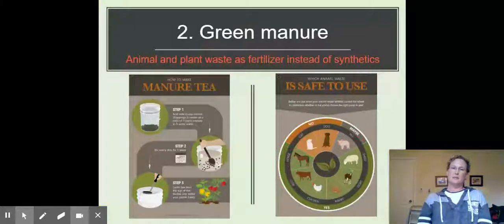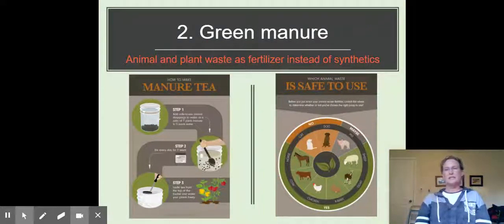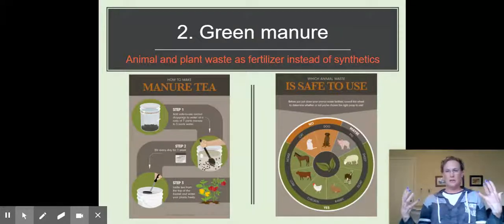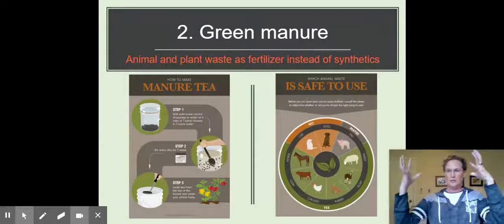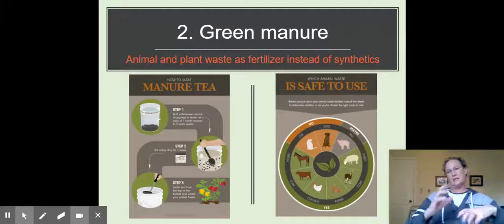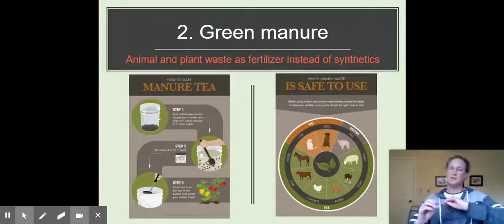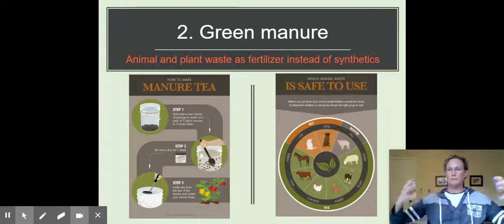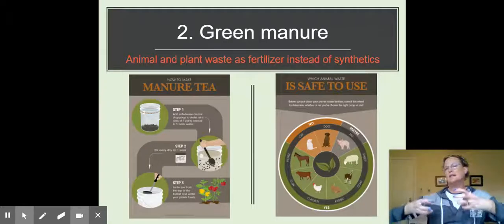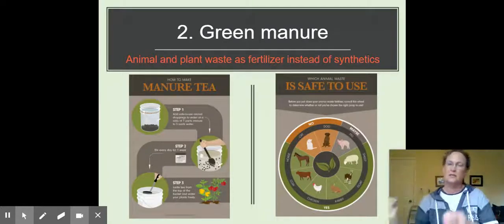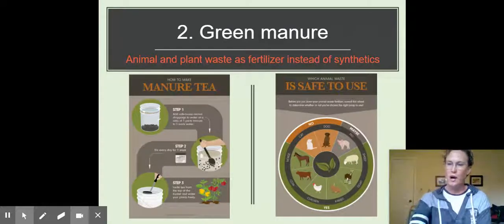Green manure is animal and plant waste used as fertilizer instead of synthetics. Anytime you get closer to how nature really does this, using the dead organic material that gets broken down by the decomposers and detritus feeders, that will build up the soil, not just give the nutrients, but make the soil fertile and rich and absorbent and full of nutrients. So you want to use green manure to compost.